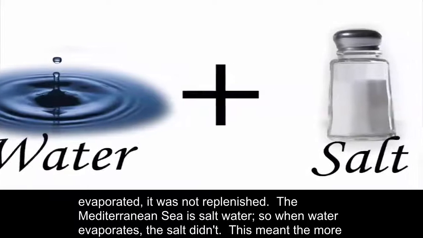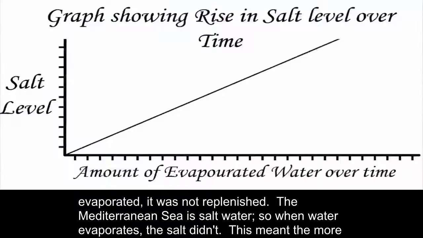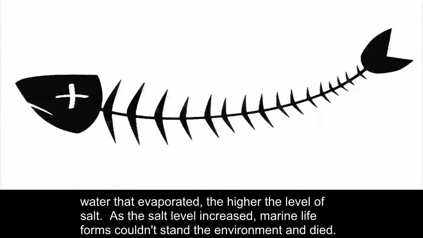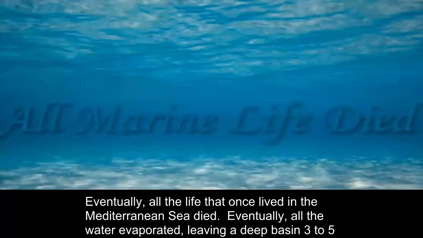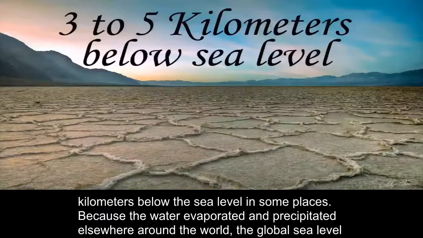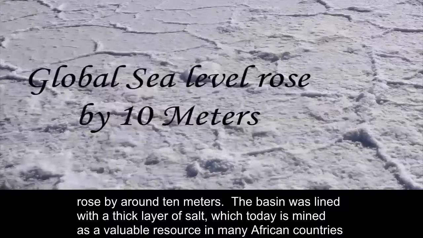The Mediterranean Sea is salt water, so when water evaporated, the salt didn't. This meant the more water that evaporated, the higher the level of salt. As the salt level increased, marine life forms couldn't stand the environment and died. Eventually, all the life that once lived in the Mediterranean Sea died. Eventually, all the water evaporated, leaving a deep basin, 3 to 5 kilometers below the sea level in some places. Because the water evaporated and precipitated elsewhere around the world, the global sea level rose by around 10 meters.